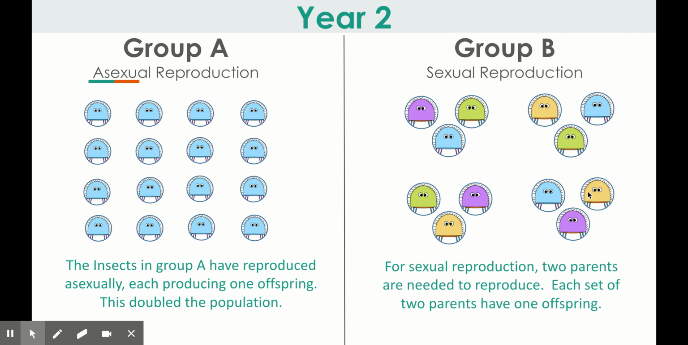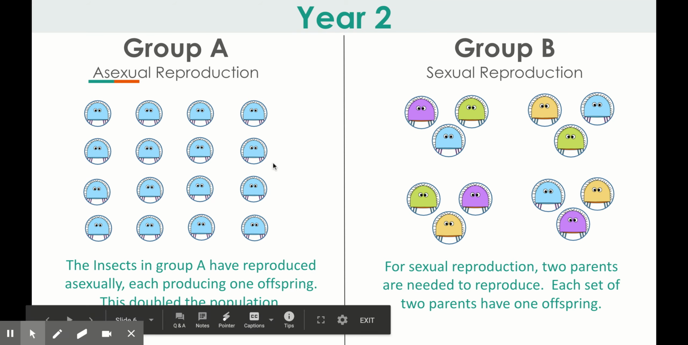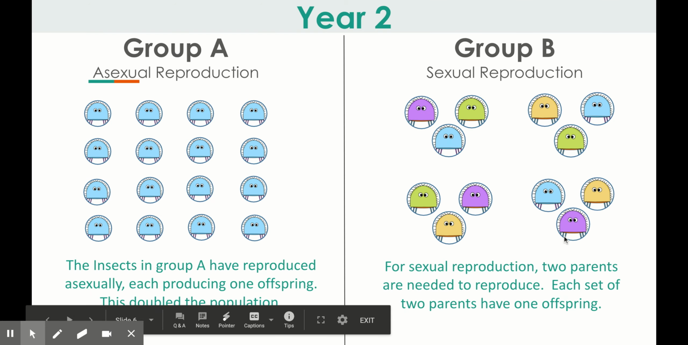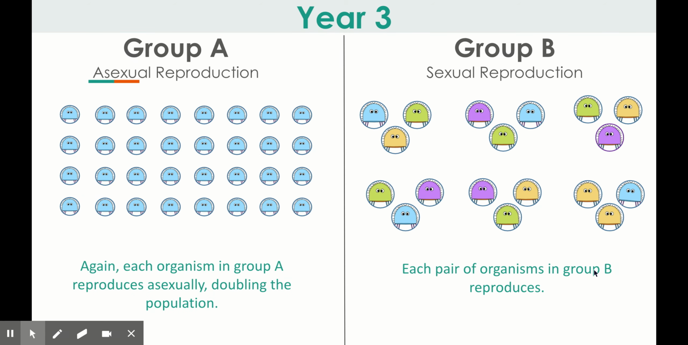So here's year 2. You can see that there's a difference in how they multiplied and they changed in population. You can see that in group A, the population doubled, and in group B, every pair had an offspring. So you're going to count how many offspring were in each group during year 2 and the total population.